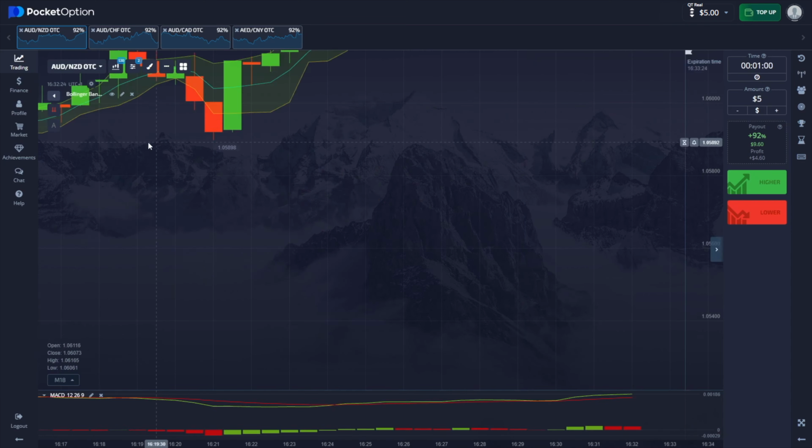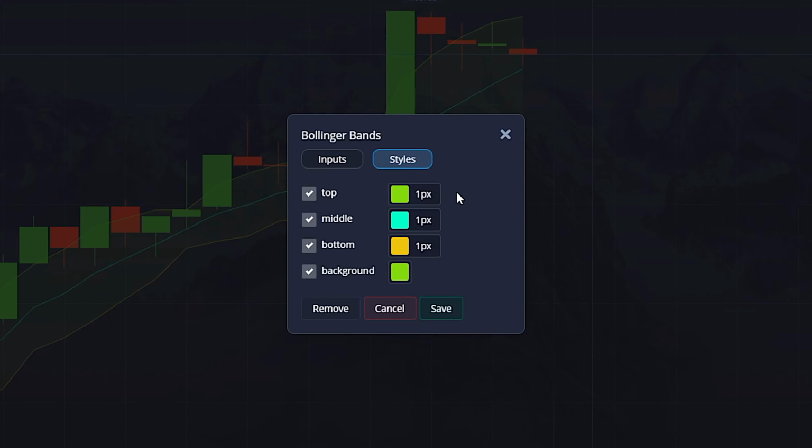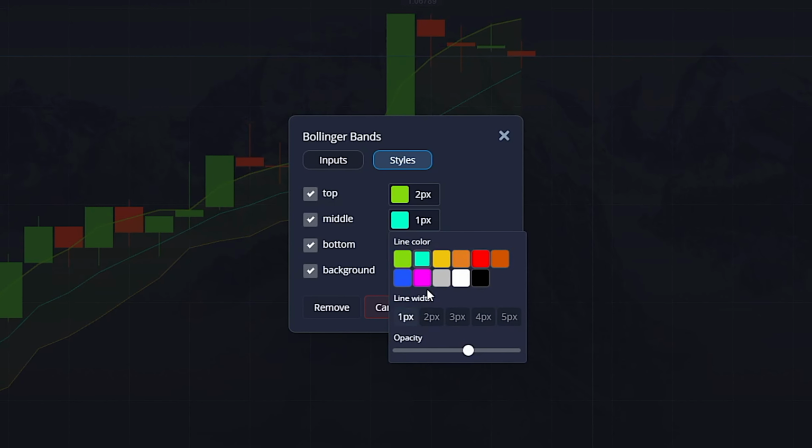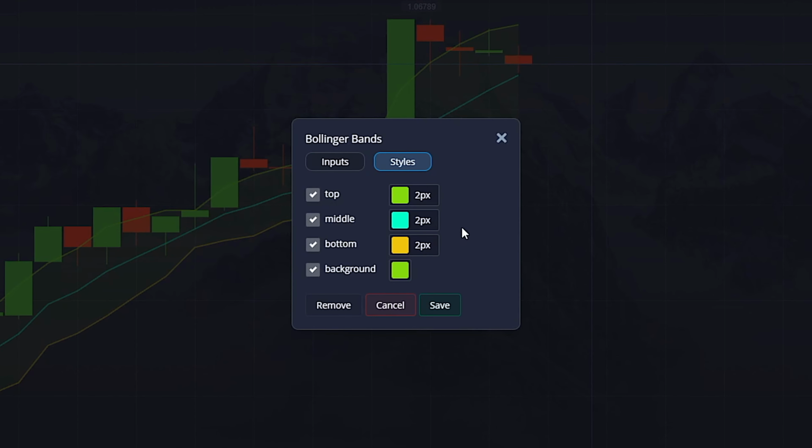Now, first things first, let's get our indicator set up. For Bollinger Bands, set the period to 7 and the deviation to 1.01. Now, adjust all the line styles to 2 pixels and make the top line white. Keep the middle line green and set the bottom one for red.